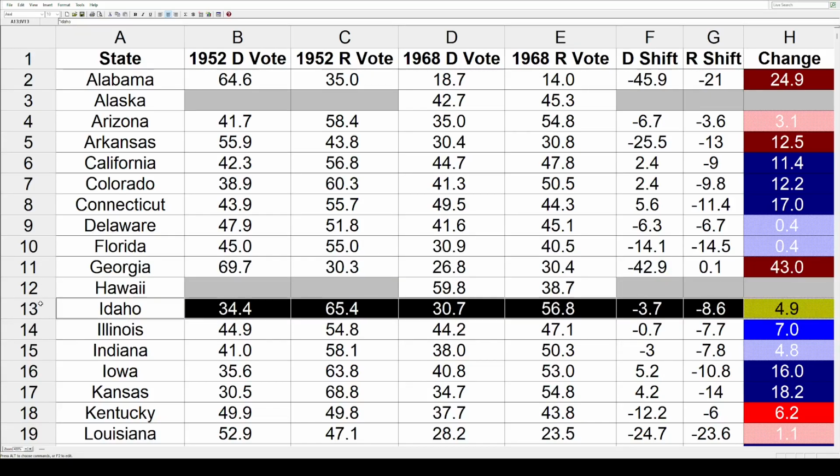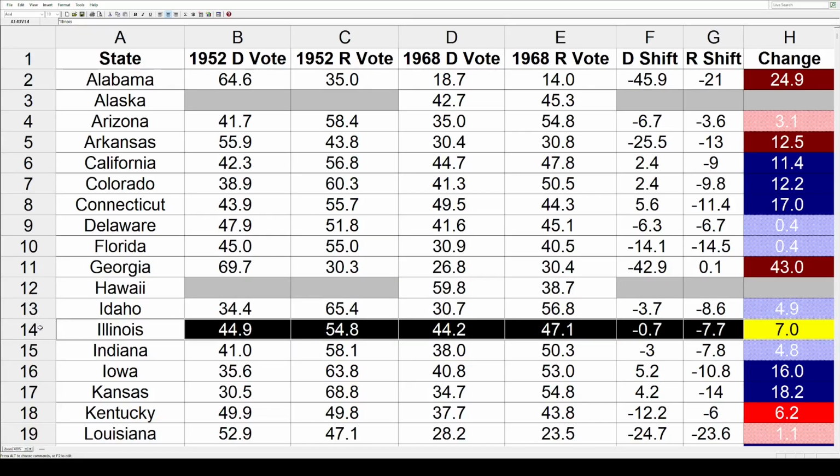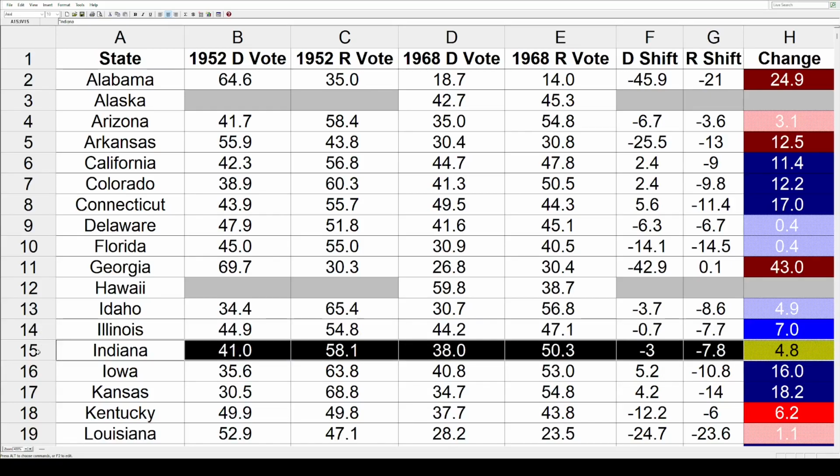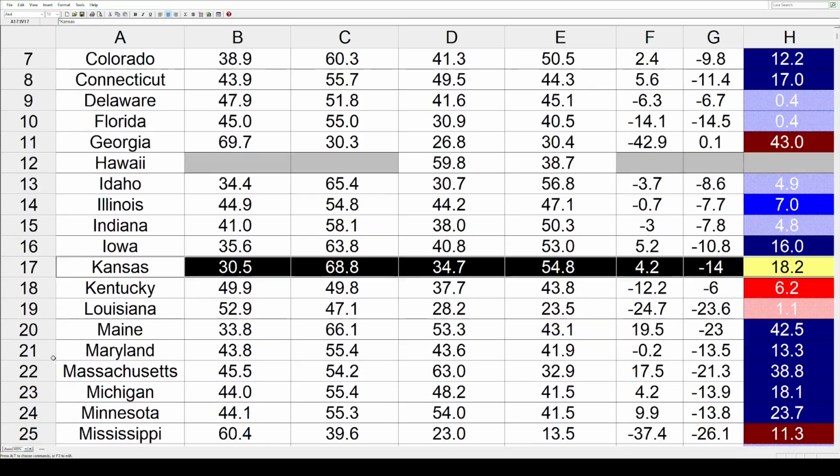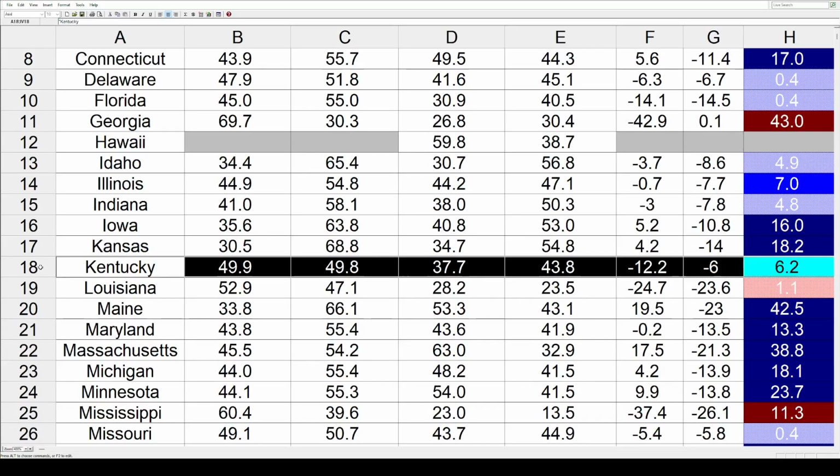Idaho, 4.9 toward the Democrats. Illinois, same direction by 7. Also in Indiana by 4.8. Iowa, even further in that direction by 16. Kansas, slightly farther still by 18.2. Kentucky, though, back toward the Republicans by 6.2.